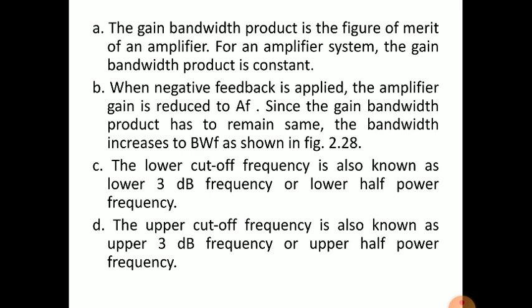The gain bandwidth product, GBW, which is a very important parameter to select any amplifier, is the figure of merit of an amplifier. For an amplifier system, the gain bandwidth product is constant. When negative feedback is applied, the amplifier gain is reduced to AF. Gain is reduced, but the bandwidth increases. So the gain bandwidth product will remain the same.